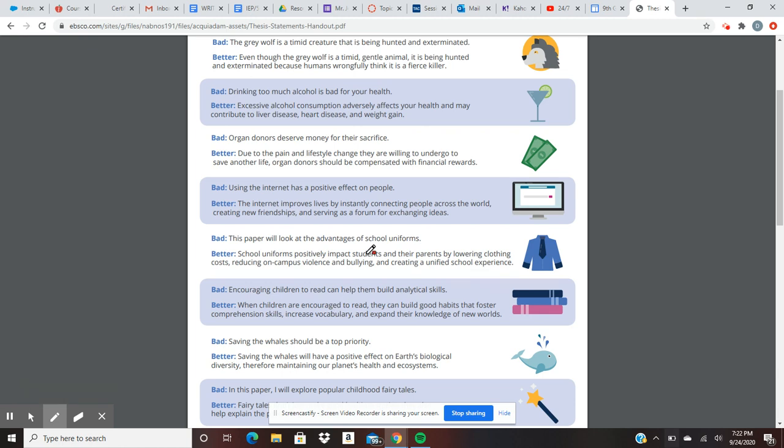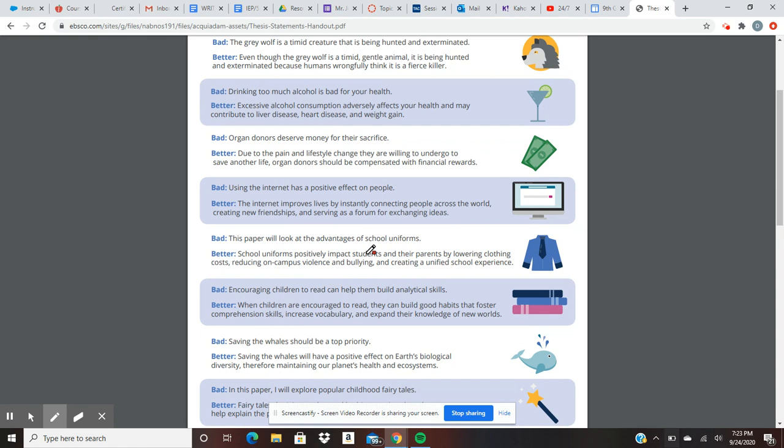My name is Mr. Johnson, and today I'm going to be showing you some examples of how we use our thesis to guide us in the creation of body paragraphs. So, normally, what you want to do with the thesis statement is, first of all, state what the paper is going to be about so the reader can follow.